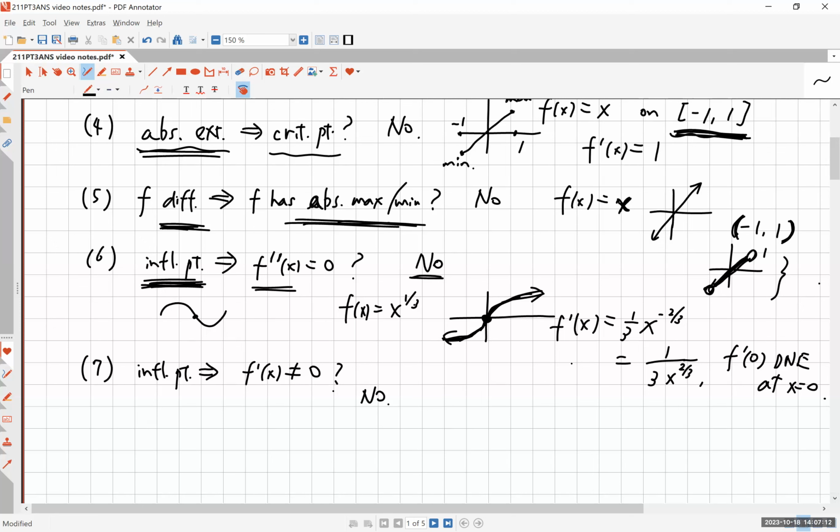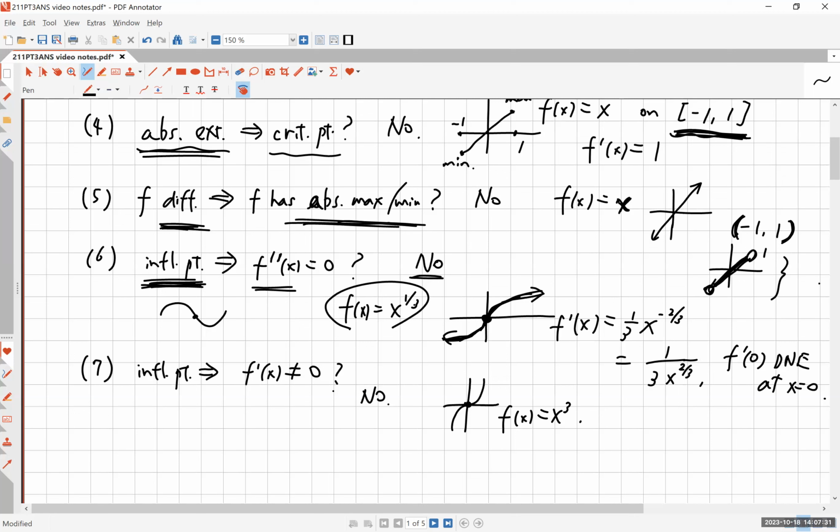Well, there is one way. I mean, we already gave an example where you have this function where the derivative, well, I guess in this case, the derivative is undefined, so it is non-zero. So maybe that doesn't work. But how about this function here? That's f of x is x cubed.